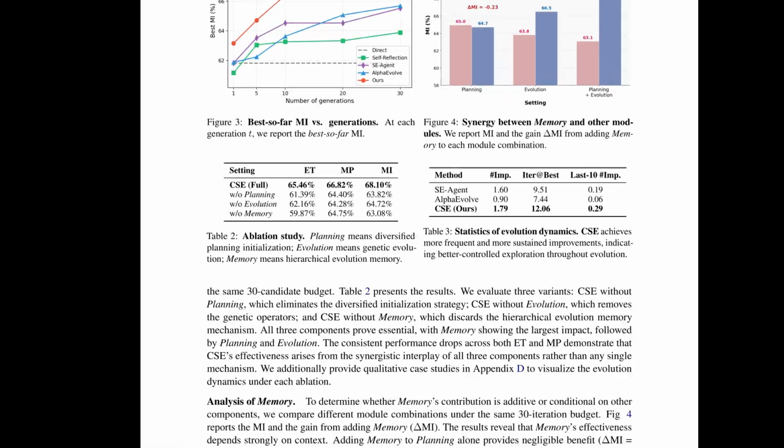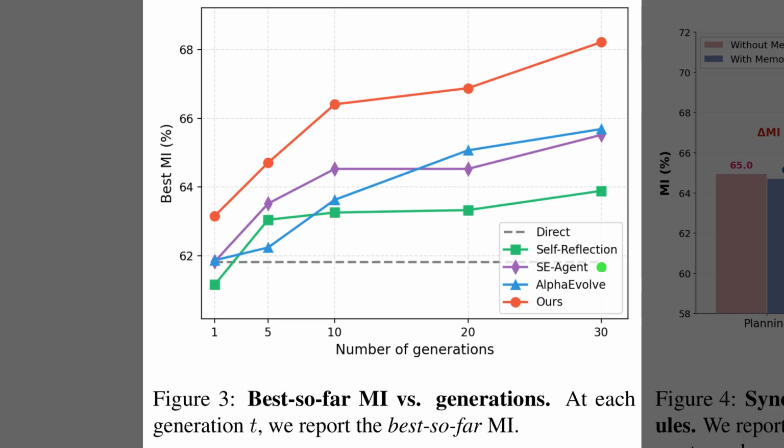While Table 1 gave us the final snapshot, Figure 3 reveals the dynamics of the search process over 30 generations. The vertical axis tracks the best memory integral score found so far. You can see the red line, representing the proposed method, not only starts higher due to the diversified planning, but it also maintains a steep upward trajectory. This indicates it is continuously finding better solutions, whereas the baseline methods, shown in blue, purple, and green, improve more slowly or plateau much earlier.